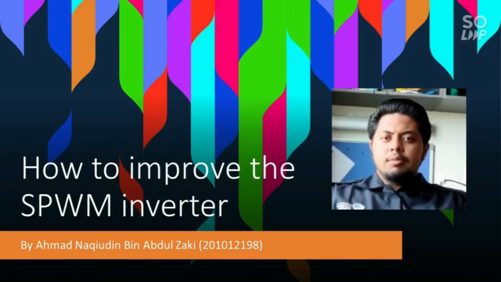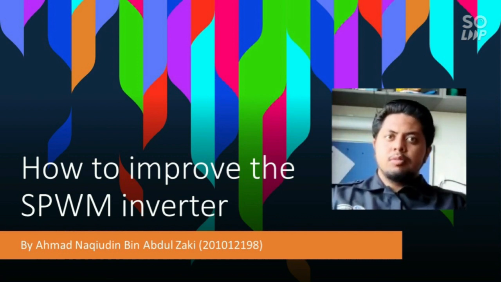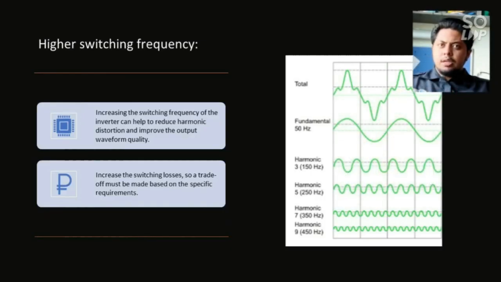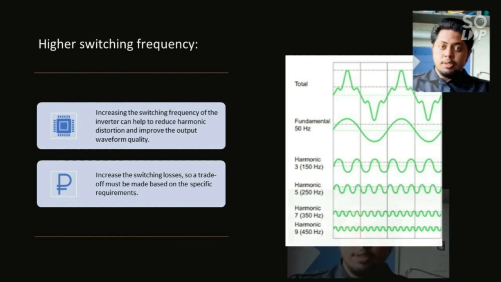Hello, my name is AHMAD. Now I will explain how we improve the sinusoidal pulse width modulation inverter, in short SPWM inverter. The first one is higher switching frequency. Increasing the switching frequency of the inverter can help to reduce harmonic distortion and improve the output waveform quality. However, this may also increase the switching loss, so a trade-off must be made based on the specific requirements.